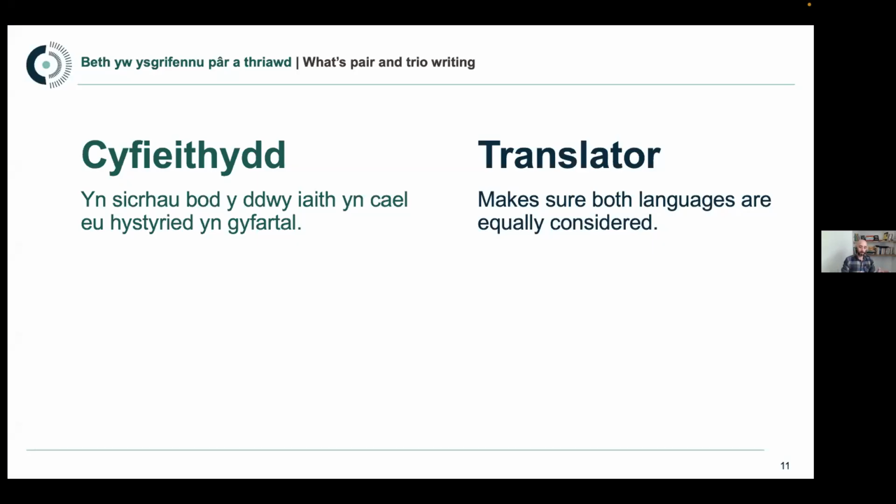Then, apart from these two people, in triad writing, we will include a translator who makes sure that both languages are equally considered. So the goal of including a translator is that we, in the Welsh public sector, can produce a piece of content bilingually at the same time, considering both languages.